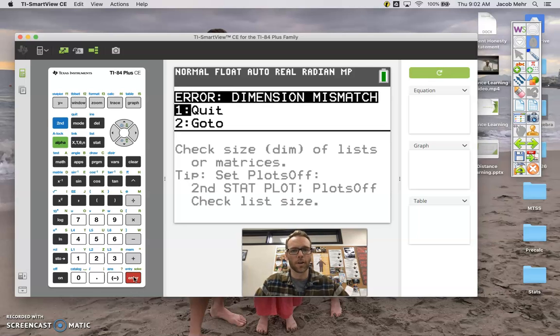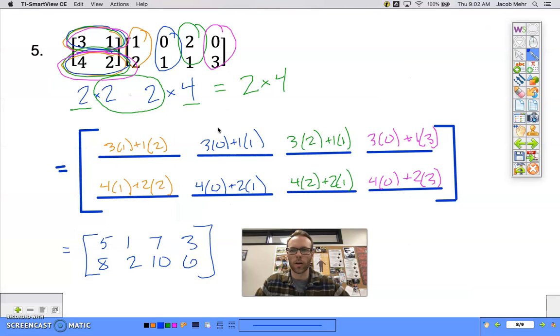Oh, and what happens here? It says dimension mismatch. If we switch the order of these, can we take a 2 by 4 times a 2 by 2? And the answer is no, we can't. So your calculator will catch that for you.